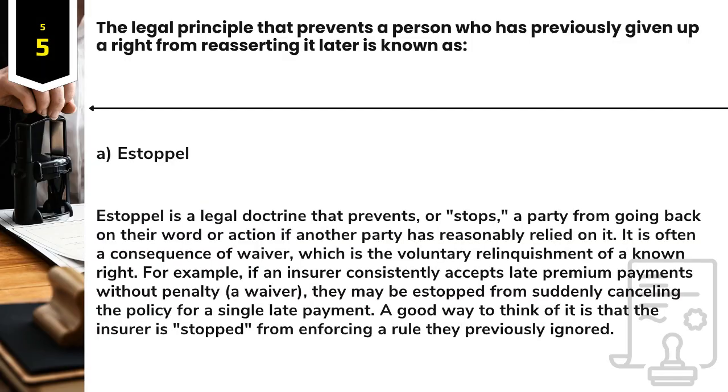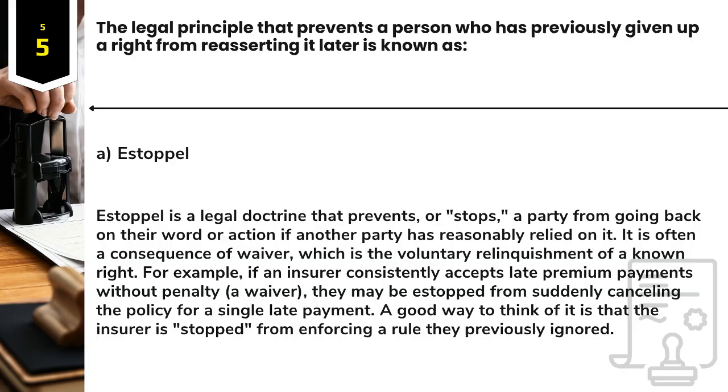Answer: A. Estoppel. Estoppel is a legal doctrine that prevents, or stops, a party from going back on their word or action if another party has reasonably relied on it. It is often a consequence of waiver, which is the voluntary relinquishment of a known right.